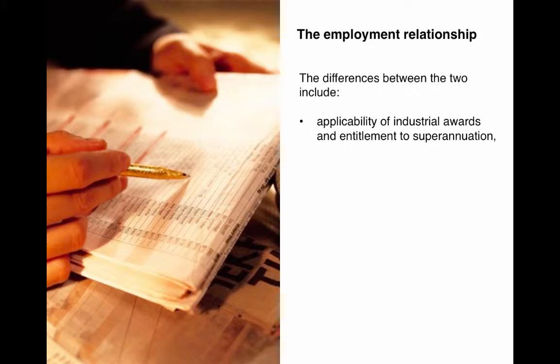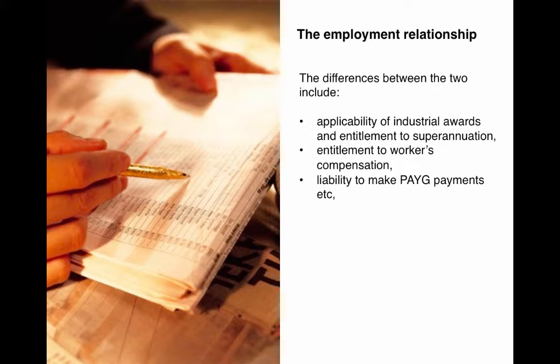Employees are entitled to be paid and to have working conditions that are consistent with the relevant industrial award. Independent contractors charge for their work and are not paid and do not have working conditions that have to comply with an industrial award. Employees are entitled to employer contributions to their superannuation. Independent contractors are not. Employees are entitled to be compensated if they are injured in the workplace. Independent contractors are usually not.